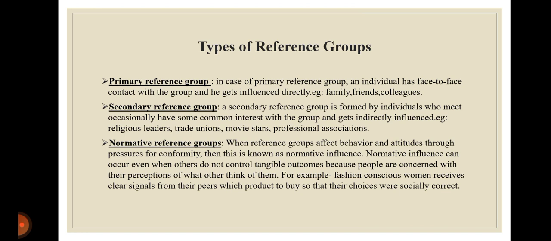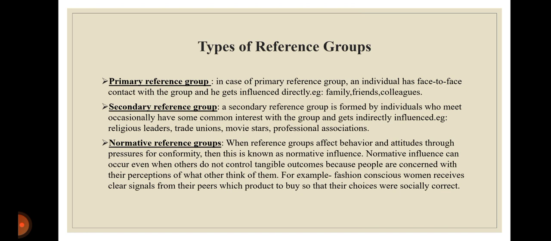Then next one is secondary reference group. Secondary reference group is formed by individuals who meet occasionally, have some common interest with the group, and get indirectly influenced. For example, religious leaders, trade unions, movie stars, professional associations. Here we meet occasionally, only when both interests are similar. We meet, we talk, and we share our information. That is secondary reference group.